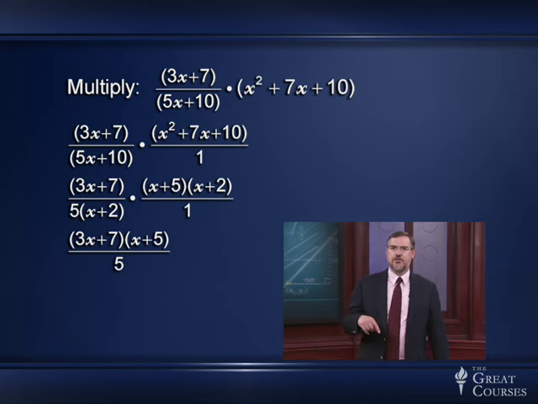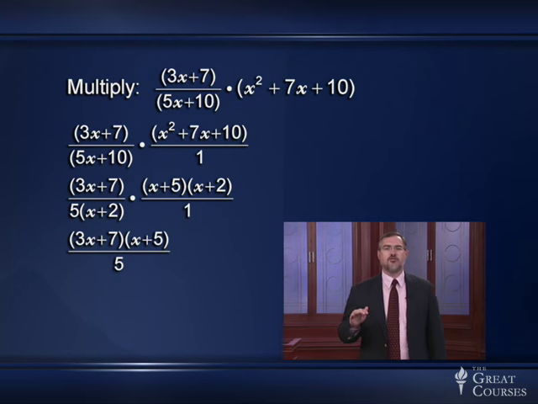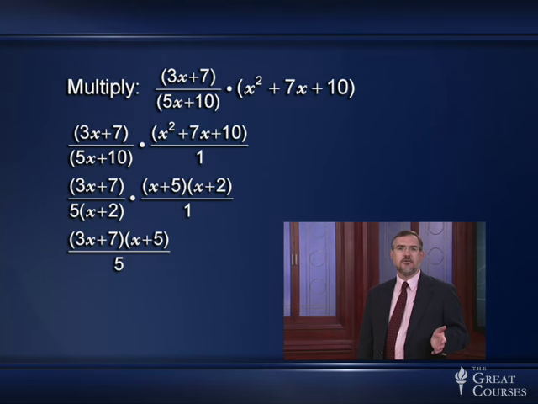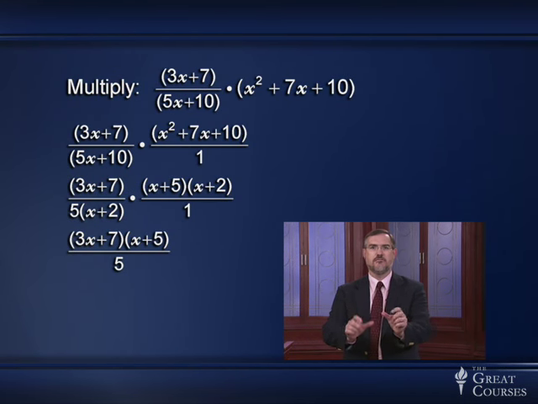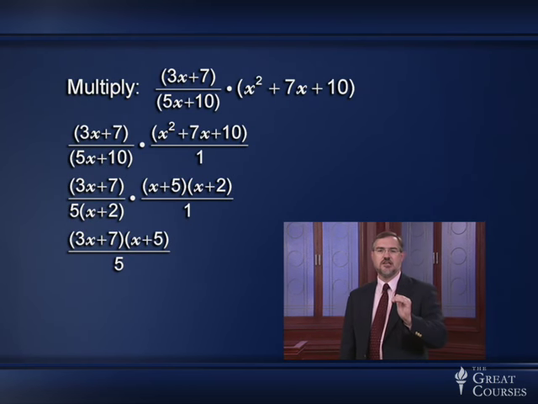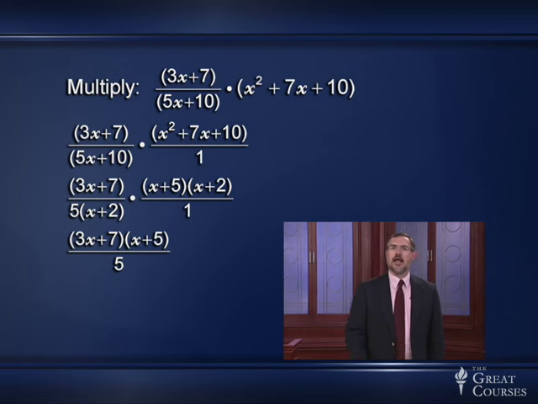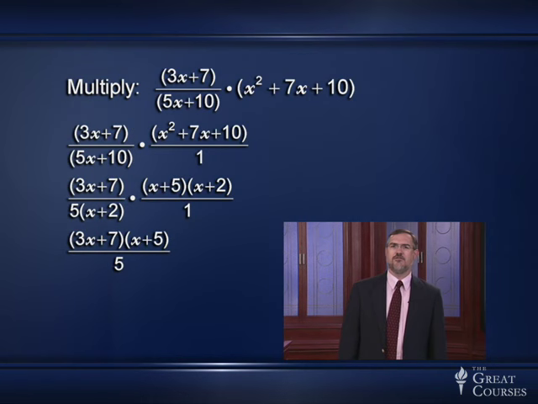Now, one more thing before we move on. Whenever it's possible, you should always leave your answer in a factored form. Did you notice that I didn't multiply the 3x plus 7 times the x plus 5? I just left them next to each other. There's actually lots of good reasons to keep these things in factored form. For example, let's say I walked up to you and said, hey, why don't you graph 3x plus 7 times x plus 5 divided by 5?